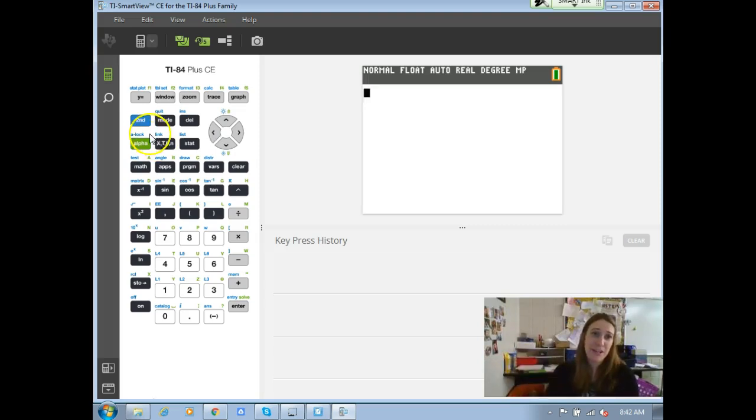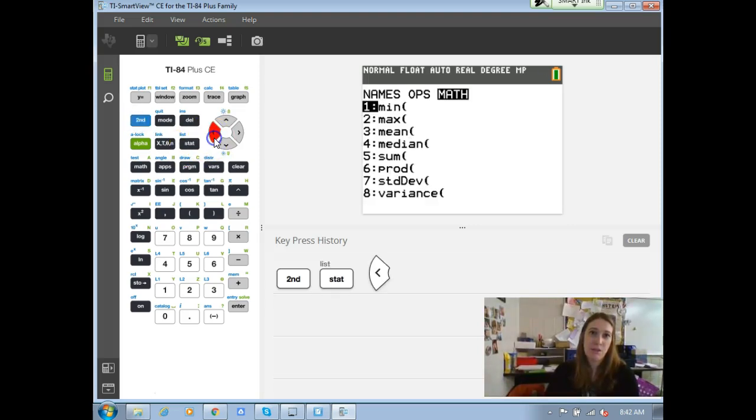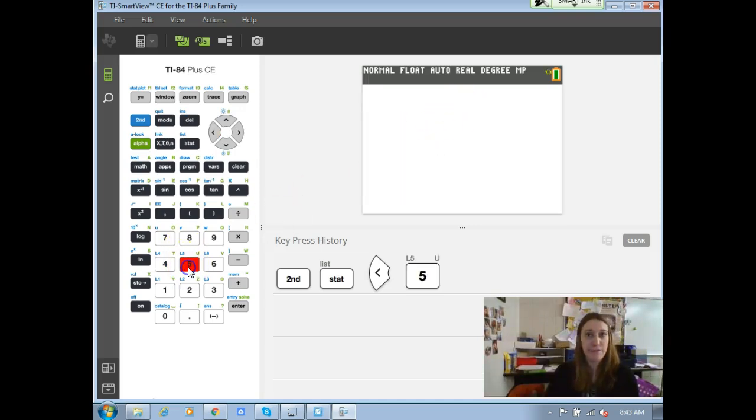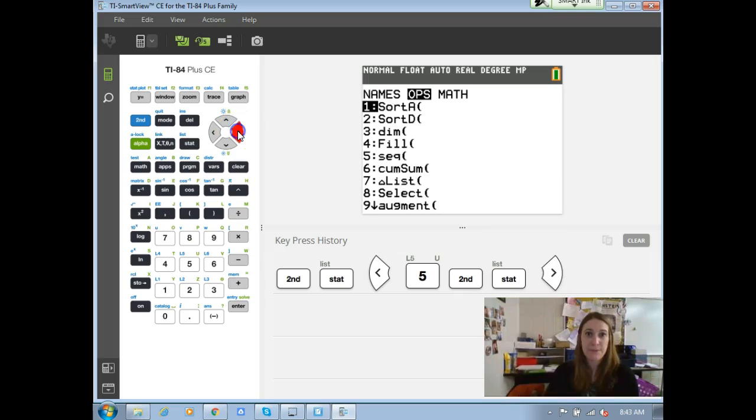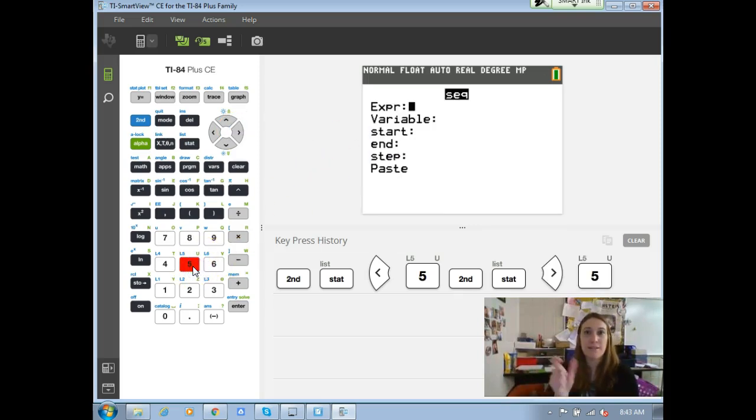You don't have to simplify it or anything. So I'm going to go to second list and go to math. And then after you do a few of these in a row, you just learn it's math 5 followed by ops 5. So math 5, and then while in there, go back to the list menu, and this time go to ops 5. So we're going to be summing a sequence.